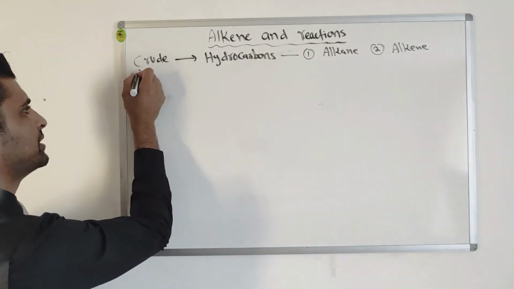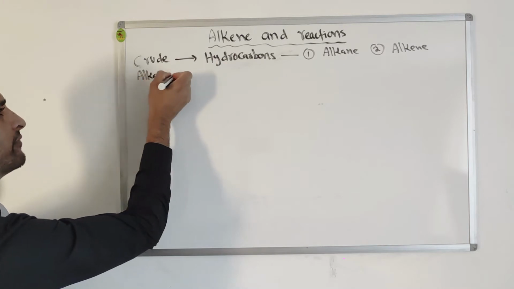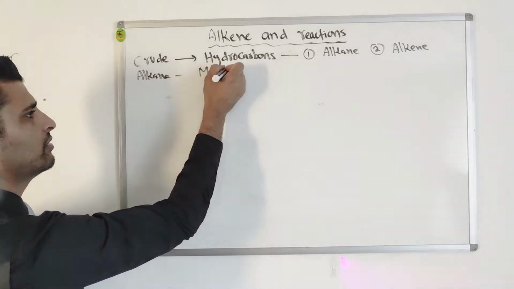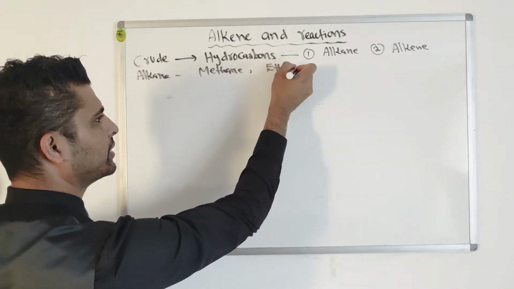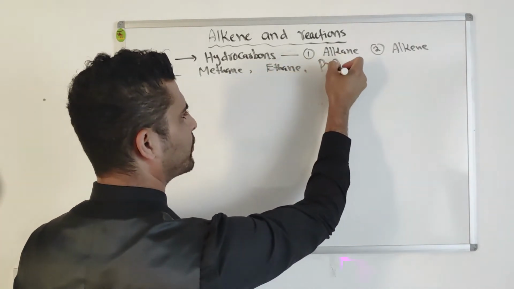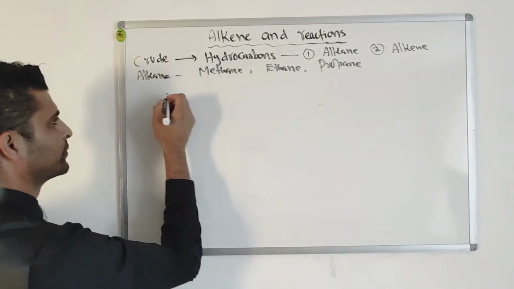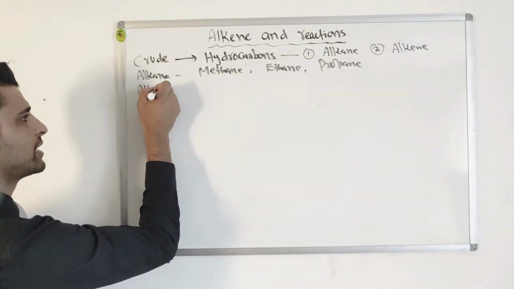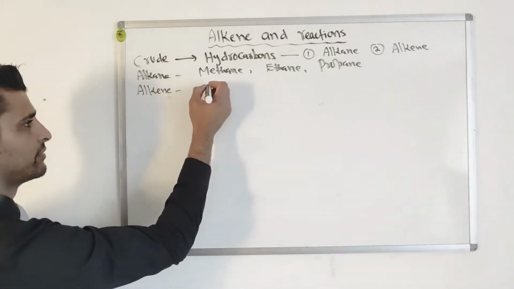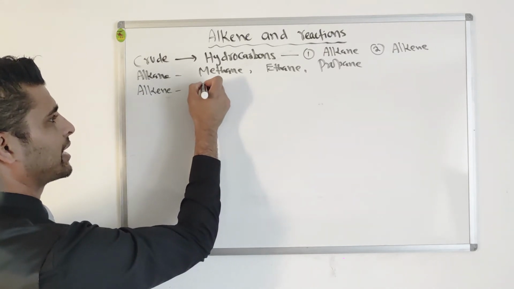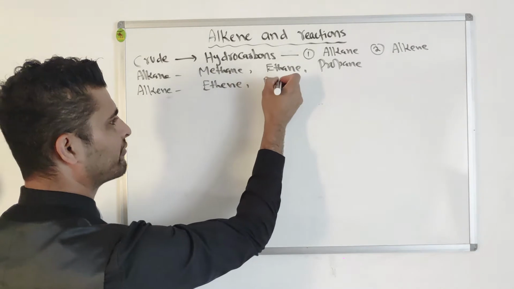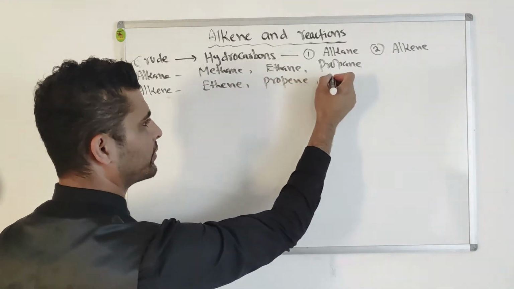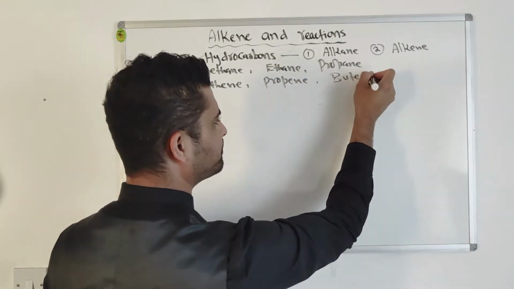Alkanes examples we have done, if you remember, we have done methane, then we have ethane, and then we have propane and butane and so on. In alkenes, which is another type of hydrocarbon present in the crude oil, it actually starts with ethene, the smallest one, then you have propene, and then you have butene.